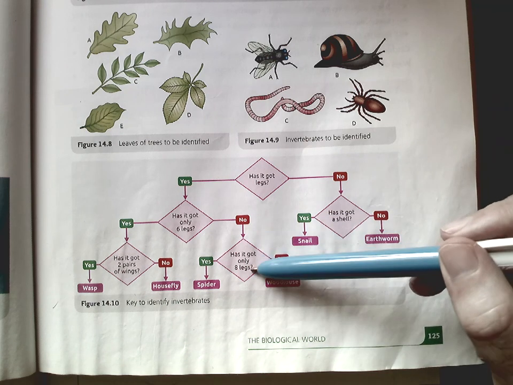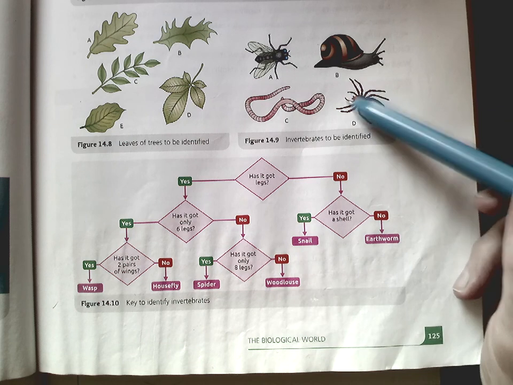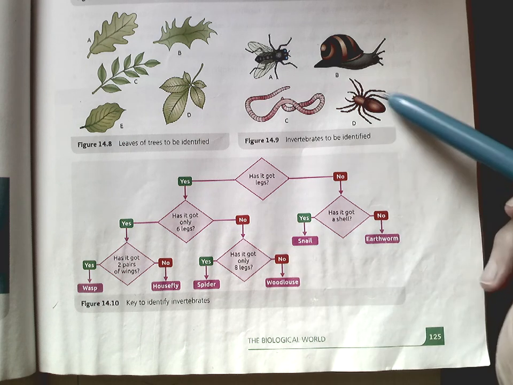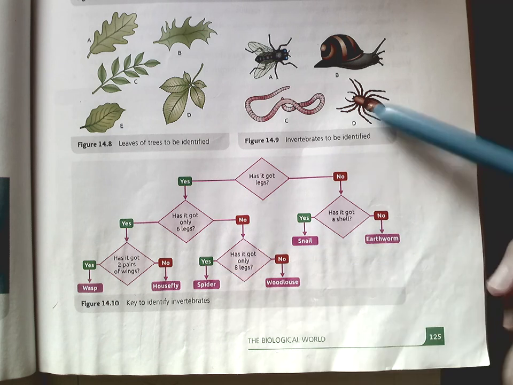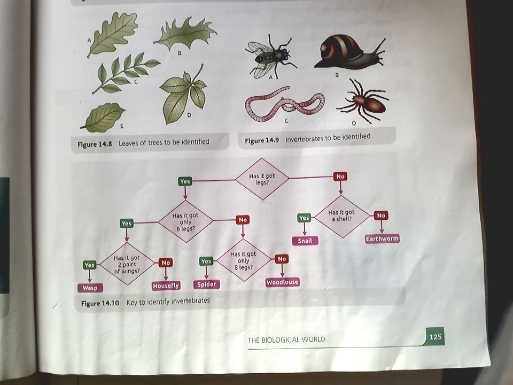So has it got only 8 legs? Okay, well actually, we won't count these guys as legs. Has it got 8 legs? It has 4 on this side and 4 on this side. So it has 8 legs, so therefore it's a spider. So the key tells us that it's a spider.